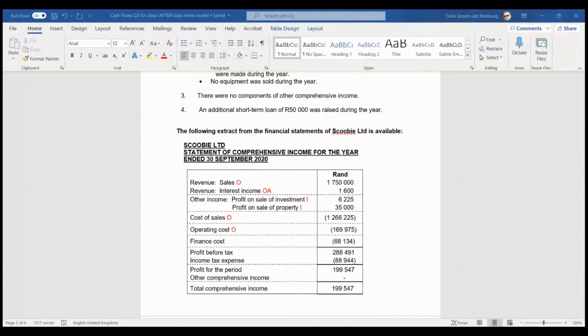Paid. There we go. Thank you, Mbuso. Thank you so much. Interest paid. Okay. So that will be part of our other operating activities. So let me just go back to Word. So we're going to say OA, or whichever way you want to indicate it, whatever works for you.